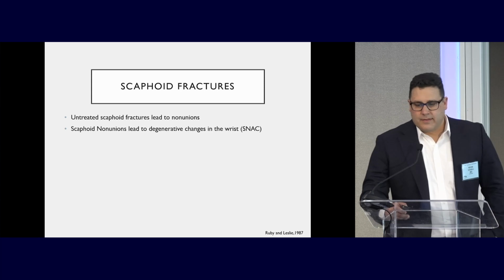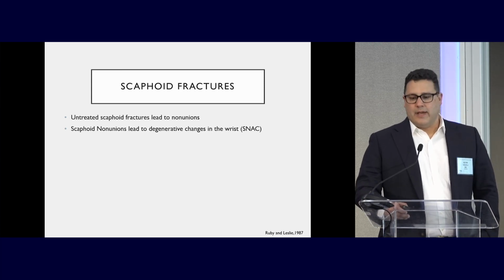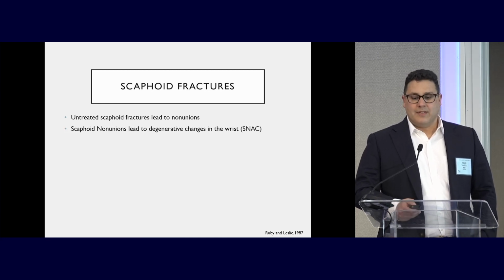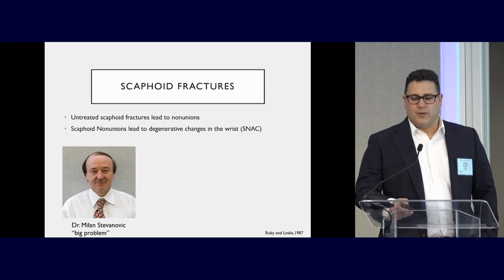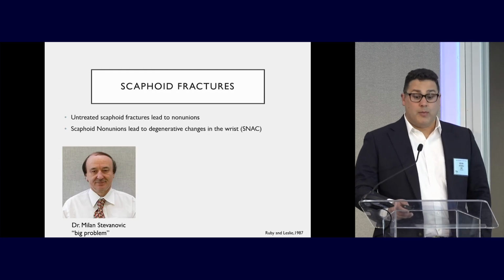We know that untreated scaphoid fractures lead to non-unions, and that's why this is so important. We know that scaphoid non-unions can lead to degenerative changes within the wrist. As my old mentor from USC used to say, this is a big problem.